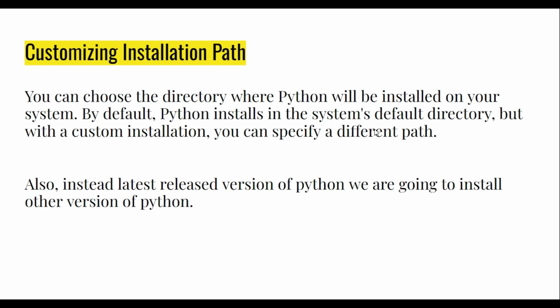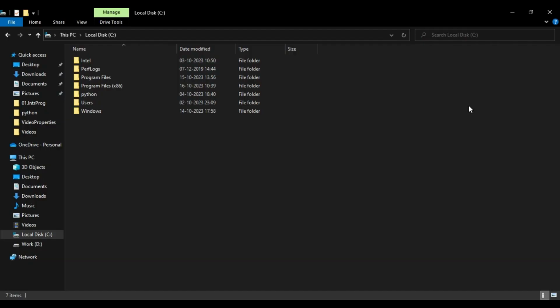So instead of the default path, we want to give a different path for installation, right? And also, instead of the latest release version of Python, we are going to install another version of Python. So we are going to see these things, and how to customize the installation path of Python.